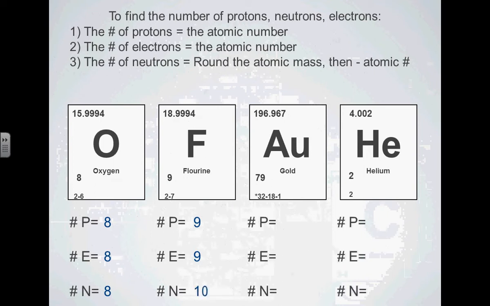So again, we round the atomic mass, so it'd be 19, then subtract the atomic number, which is 9. So that would have 10 neutrons. How about gold? Olivia, how many protons? 79. How many electrons? Jonathan? 79. Also 79. How many neutrons?